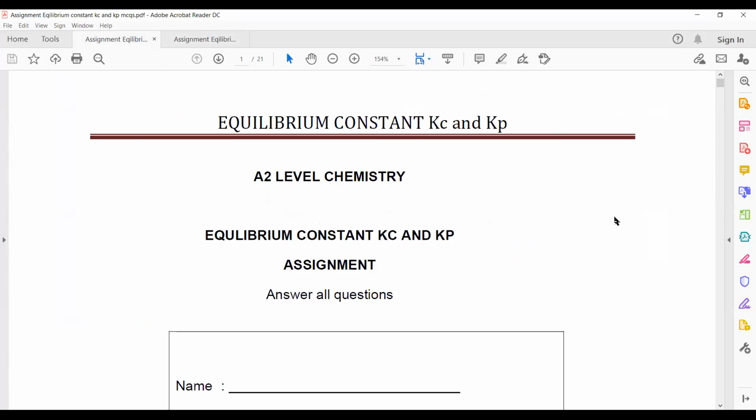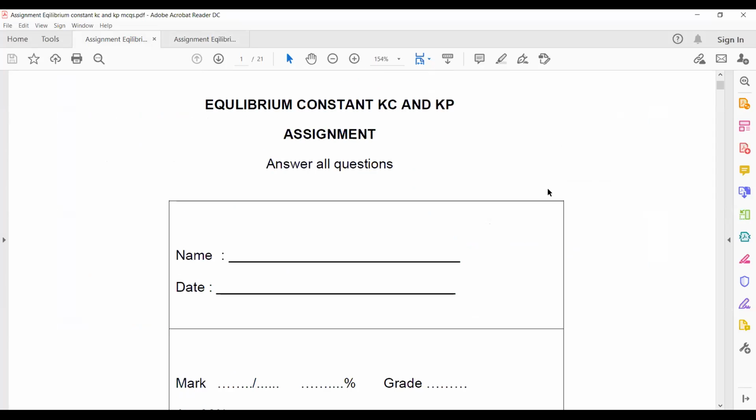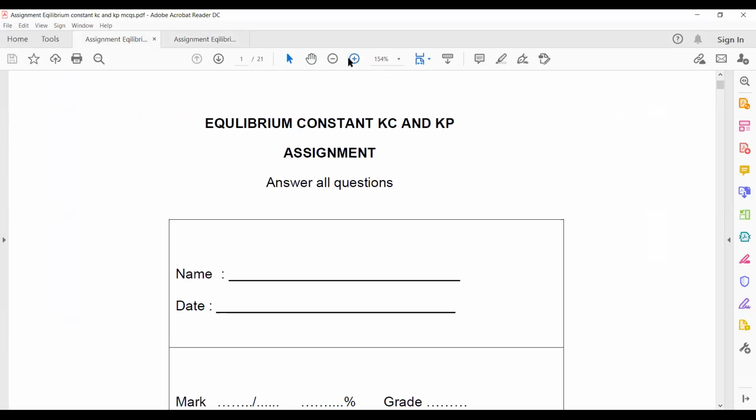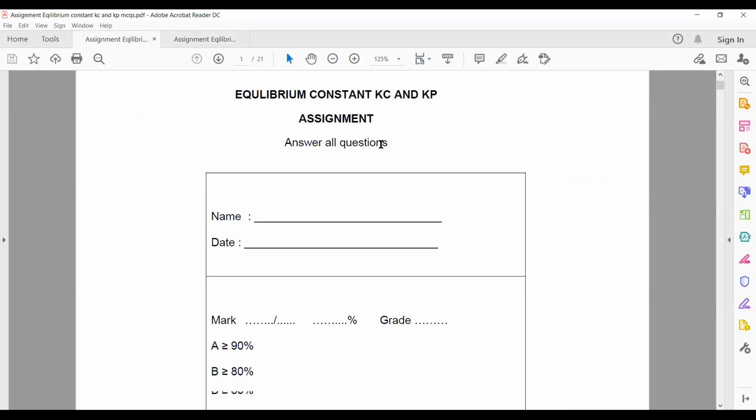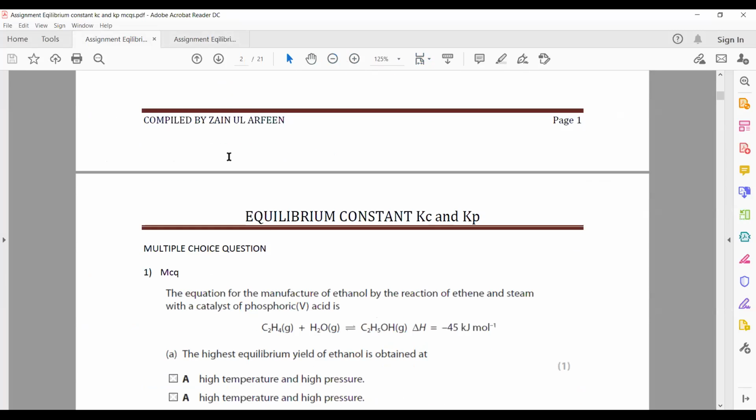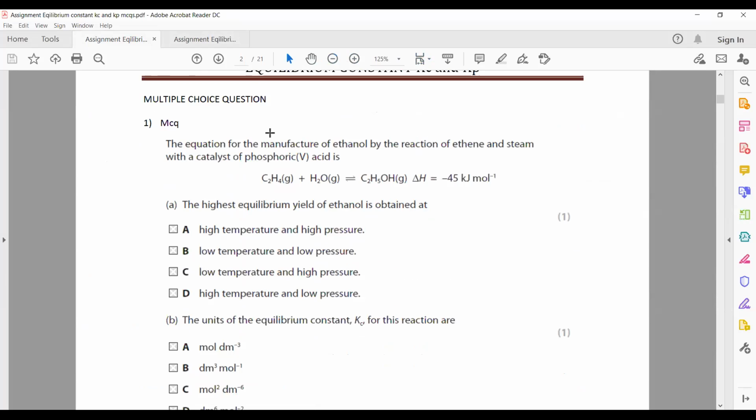Some questions now related to this Kc and Kp. First MCQs, and then we will also discuss structured questions. Multiple choice question: the equation for the manufacture of ethanol by reaction of ethene and steam with the catalyst phosphoric acid.